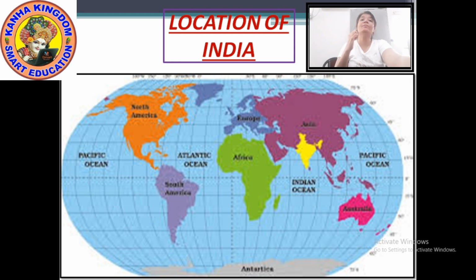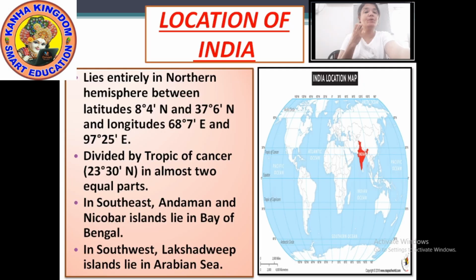Now let us know the proper location. Proper location means where India is located on the map. Like which longitude, which latitude, okay, where it is. Let's see. Moving to the location of India, you can say that India totally lies in the northern hemisphere.